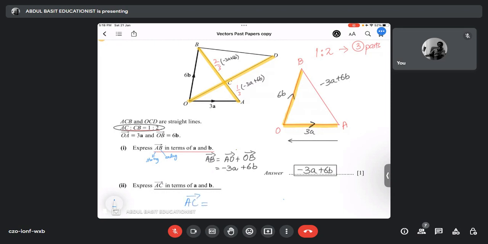A to C is what? Noor. It's 1 by 3 minus 3a plus 6b. Very good. 1 by 3 minus 3A plus 6B. The result is already there. Agree?